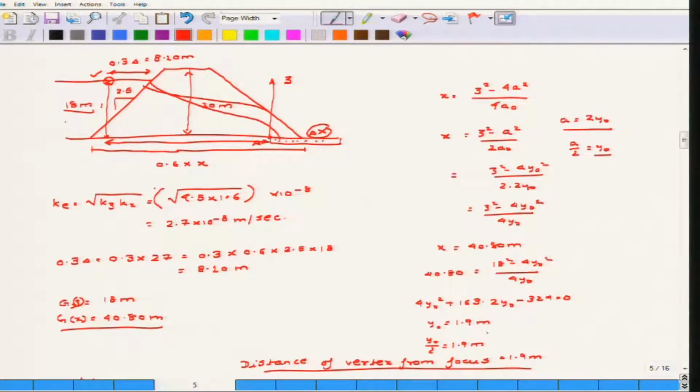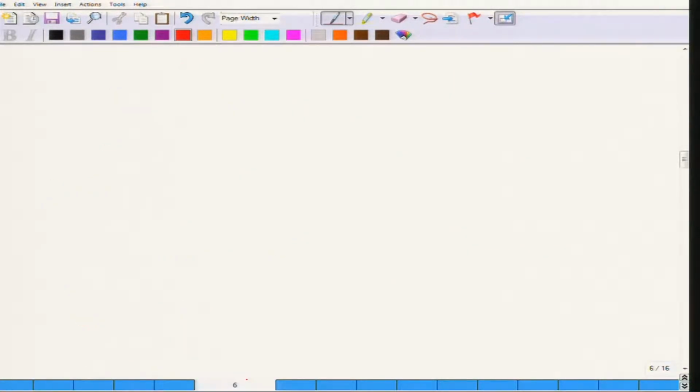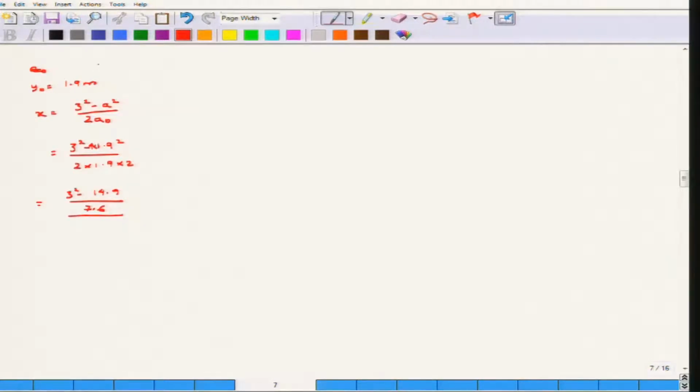Now, again let me tell here that this y naught that you have found out, because we have considered that y naught is actually a by 2, is basically the distance of the vertex from the focus, the distance of the vertex of the parabola from the focus. So, in order to get the actual y naught, you have to multiply it by 2. So, that is what we have done here, y naught into 2, 1.9 into 2. So, if you now put that, that is equivalent to a, whenever you put the values, then this is the equation.